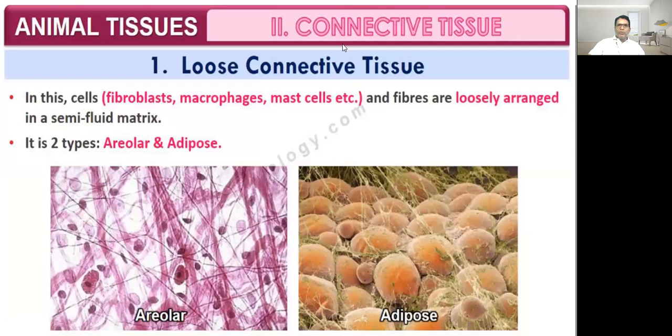Now first is loose connective tissue. Here there are fibroblast cells, macrophages, mast cells, and many more types of cells, and fibers are loosely arranged in a semi-fluid matrix. It is of two types, areolar and adipose. Now what is areolar and what is adipose?